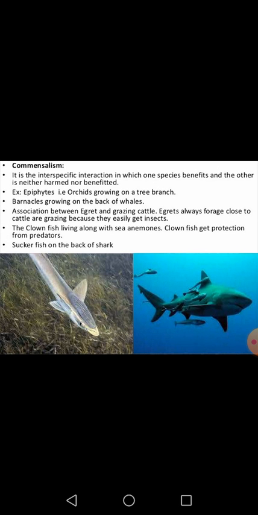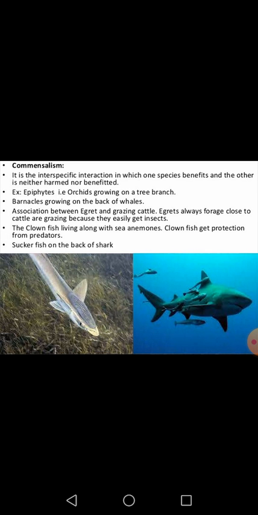Okay, now the fourth kind of population interaction is commensalism. I want to tell you that it's a kind of interspecific interaction, meaning two different species are going to interact with each other, and in this kind of interaction one species is going to be benefited and the other one is neither harmed nor benefited. Okay, example: epiphytes, that is, orchids growing on the tree branch. Orchids are getting habitat but there is no loss for the plant.